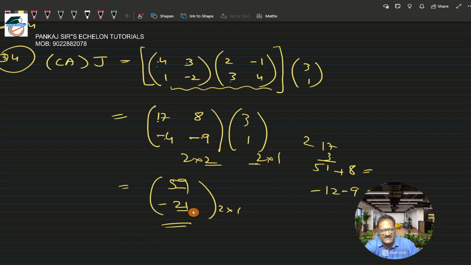So your resultant matrix will be 59 and minus 21. It's a column matrix. Let me check it. And the answer for 34 is 59 and a minus 21. Perfectly okay. This is correct. So two more questions to go. So let us complete that as well.